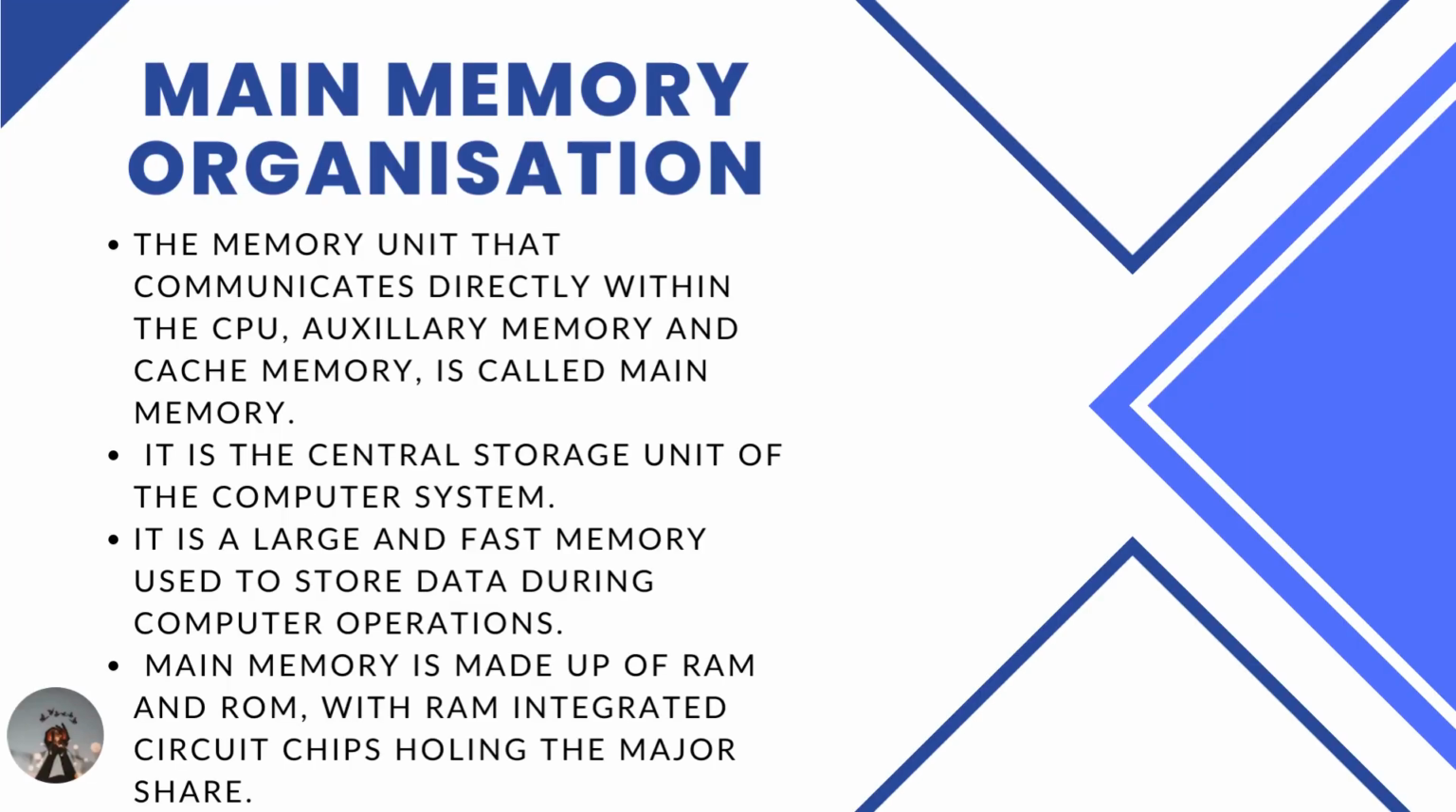Main memory organization. The memory unit that communicates directly with the CPU, along with the actual memory and cache memory, is called main memory. It is the central storage unit of a computer system. It is a large and fast memory used to store data during computer operations. Main memory is made up of RAM and ROM, with RAM integrated circuit chips holding the major share.